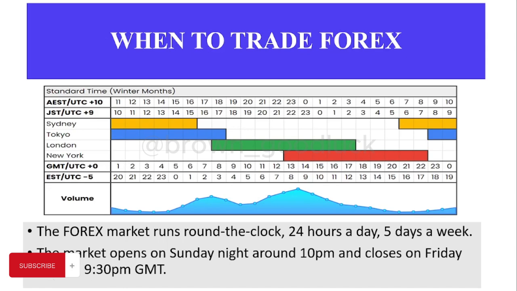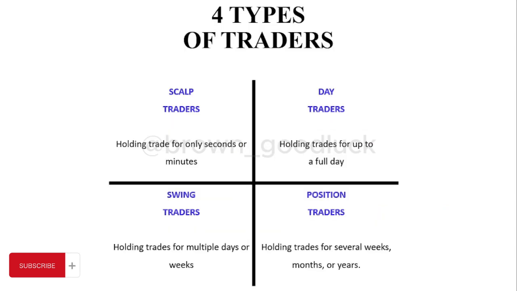All right, there are four types of traders. You have scalpers, who hold trades for only seconds or minutes. We have day traders, who hold trades for up to a day. We also have swing traders, who hold trades for multiple days, if not weeks. We have position traders, who can hold for weeks, months, and years. Don't bother asking yourself where you belong. Once you start trading, you fall in either of these quadrants, so don't bother about this for now. I already know where I am. With time, once you start trading, you'll know where you fall.